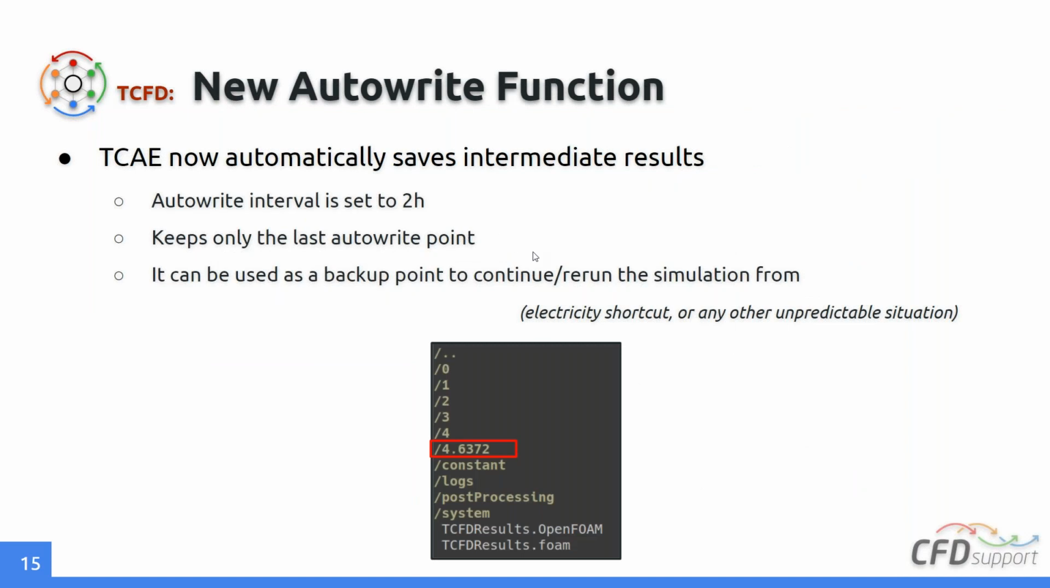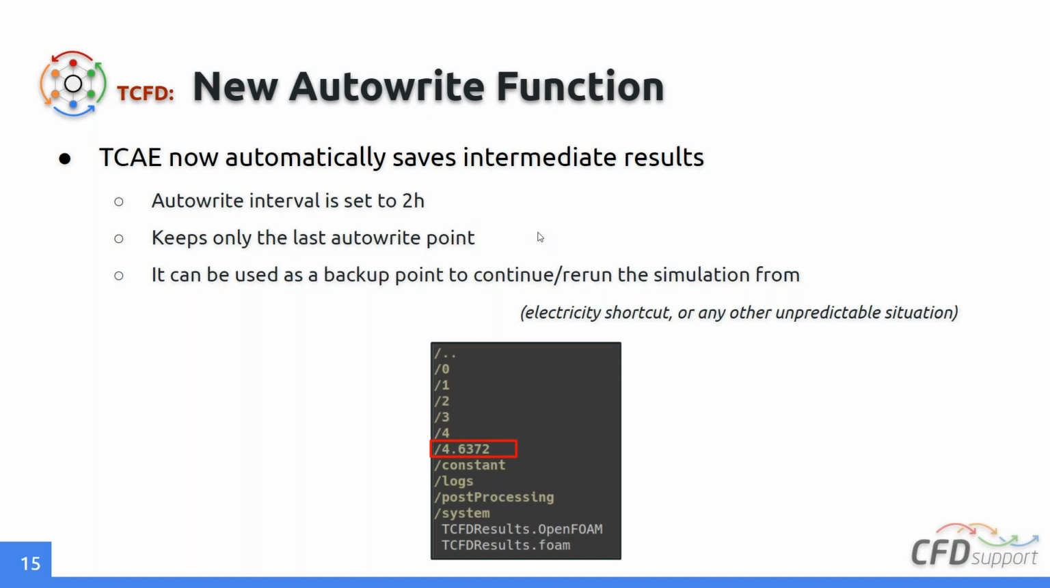Also, another feature which is not visible to the user, but it's very effective and extremely wanted, is the new auto-write function. So what does it mean? TCAE now, and mainly the simulation, automatically saves or writes down the intermediate results.